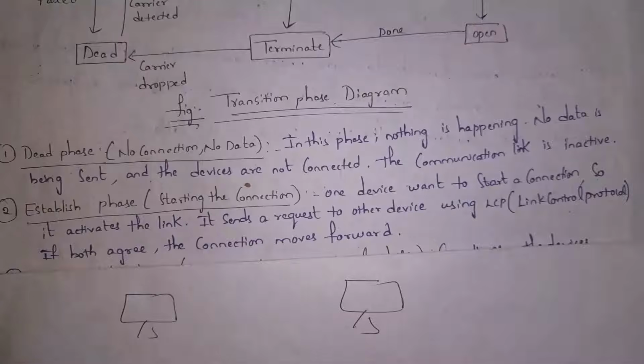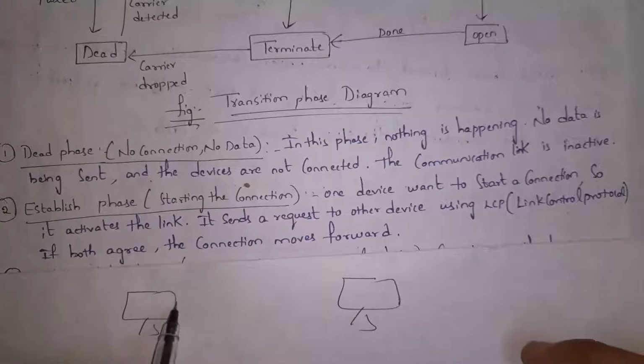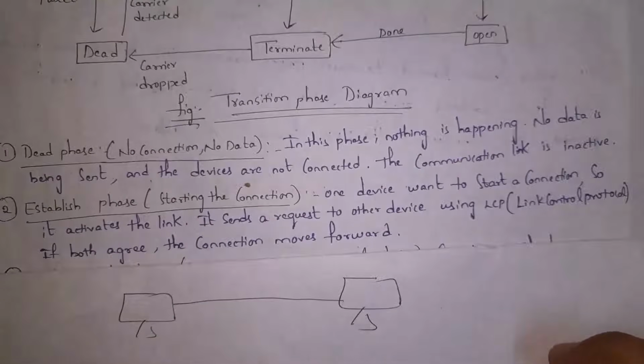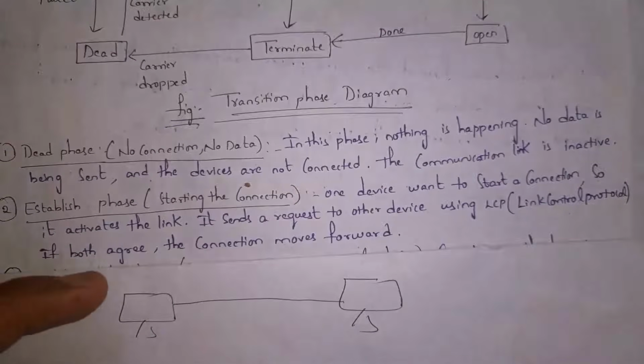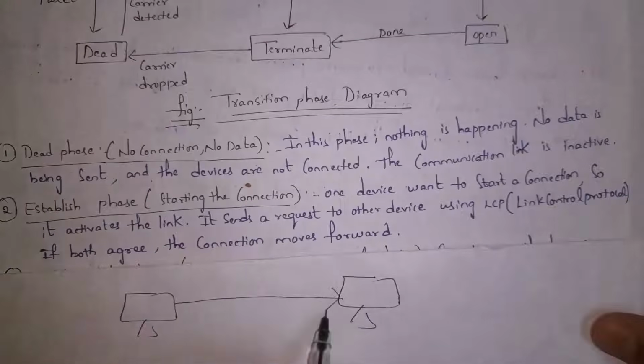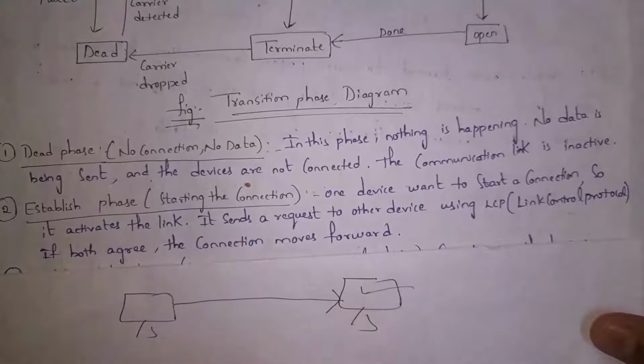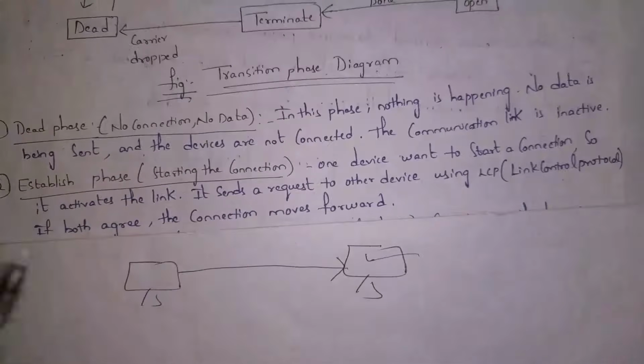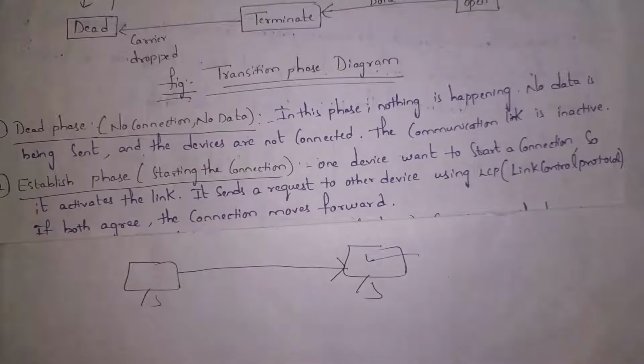Thus, for example, this computer wants to send data to this computer. This computer will connect to this computer by using a cable directly. Before this computer sends data to this computer, at first this computer will send a request. So if this computer accepts the request, then they both can communicate with each other, like they can transfer data. And this computer will send the request to this computer by using link control protocol.